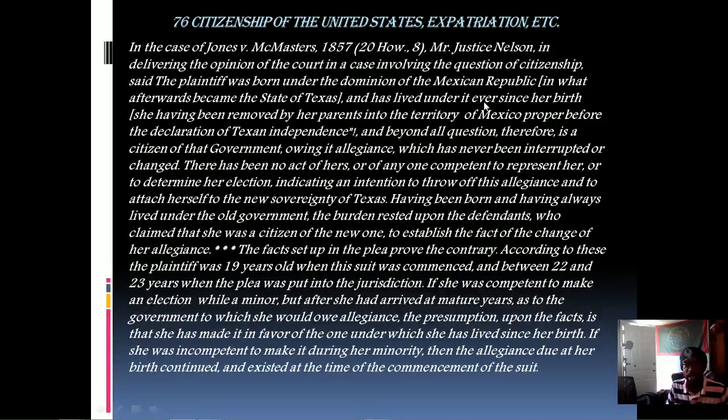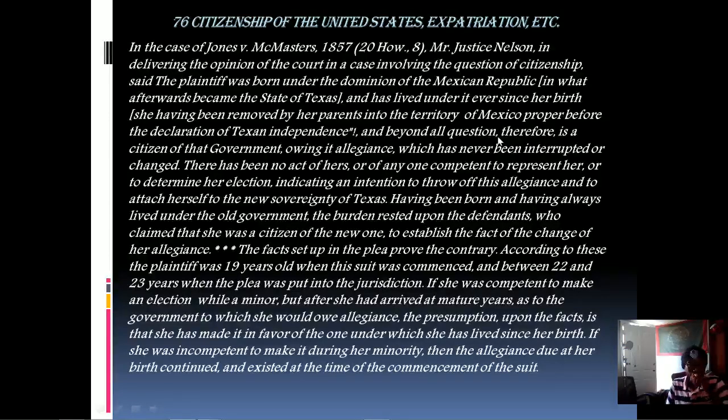And has lived under it ever since her birth. Let me start from the top. In the case of Jones versus McMasters, 1857, Mr. Justice Nelson, in delivering the opinion of the court in a case involving the question of citizenship, said the plaintiff was born under the dominion of the Mexican Republic in what afterwards became the state of Texas, and has lived under it ever since her birth, she having been removed by her parents into the territory of Mexico proper before the Declaration of Texan Independence. So that means she was born and her parents had removed her into the territory of Mexico. So this was done before that area became Texas.